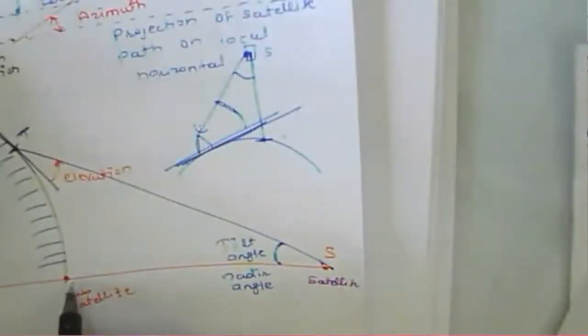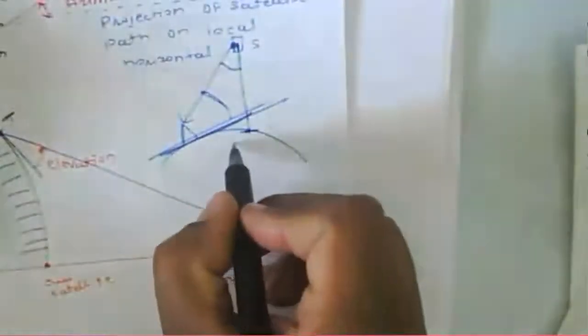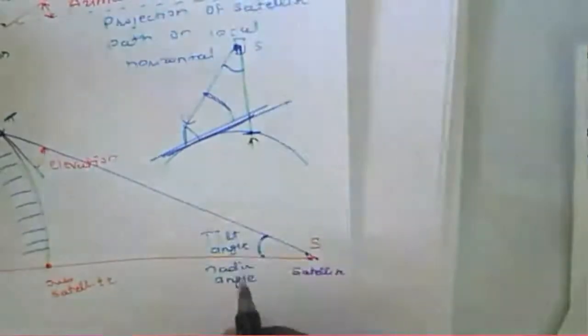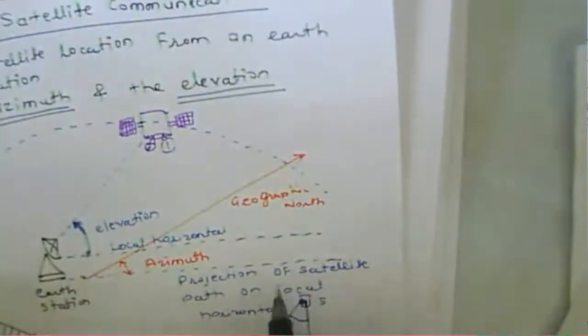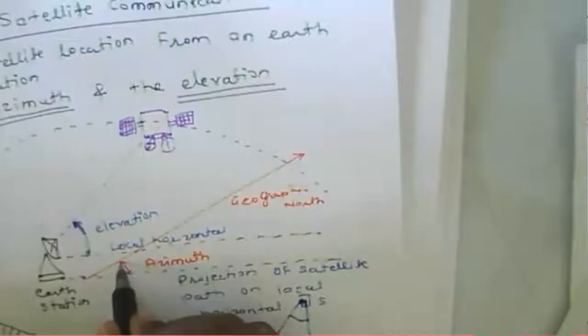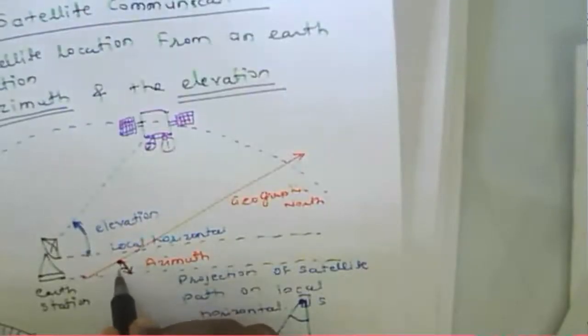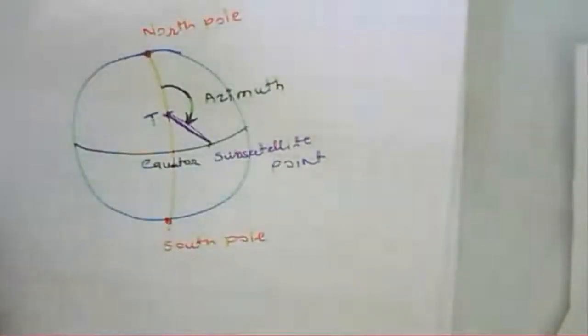Here we can consider, just like we also draw a sub-satellite point, that this is about a sub-satellite point. Likewise, we can say that it is the projection of the satellite path on the local horizontal from the geographical north. So that is the direction here, and that is nothing but the azimuth.